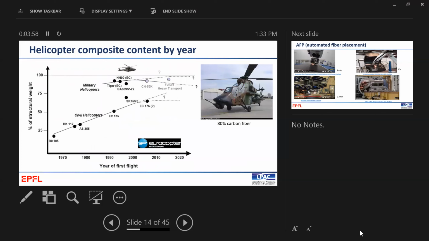Same thing with helicopters, but even higher percentages because they're obviously hovering and they have less aerodynamic lift. They need to be even lighter. So almost entirely made of carbon fiber. Okay.